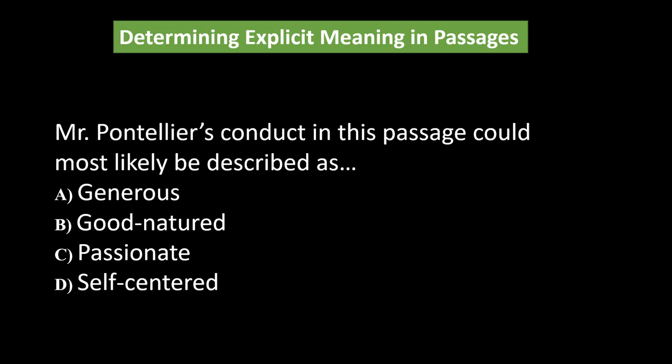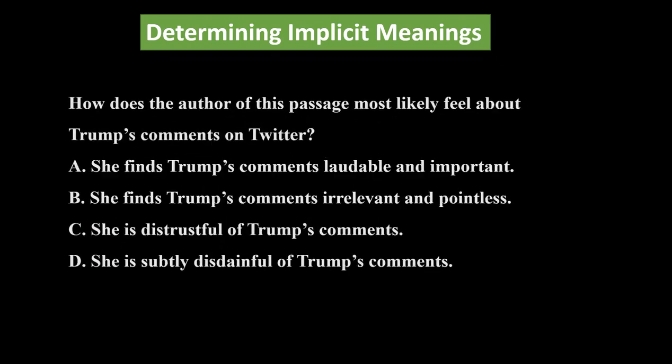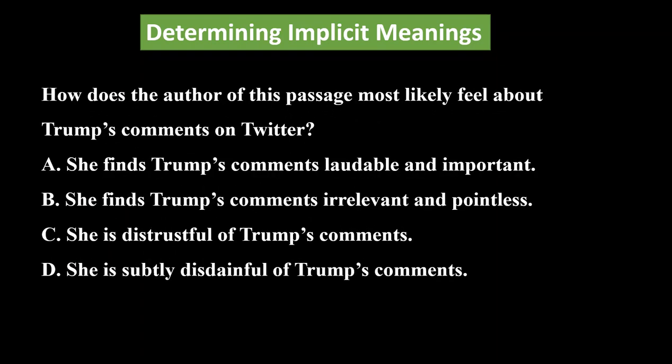Another skill that students will be examined in the SAT is determining implicit meaning, as opposite to the previous one. The previous one was explicit, and now it is implicit, meaning that it is not clearly indicated in the passage, but students need to understand what's behind the lines. An example of such a skill is, how does the author of this passage most likely feel about Trump's comments on Twitter?